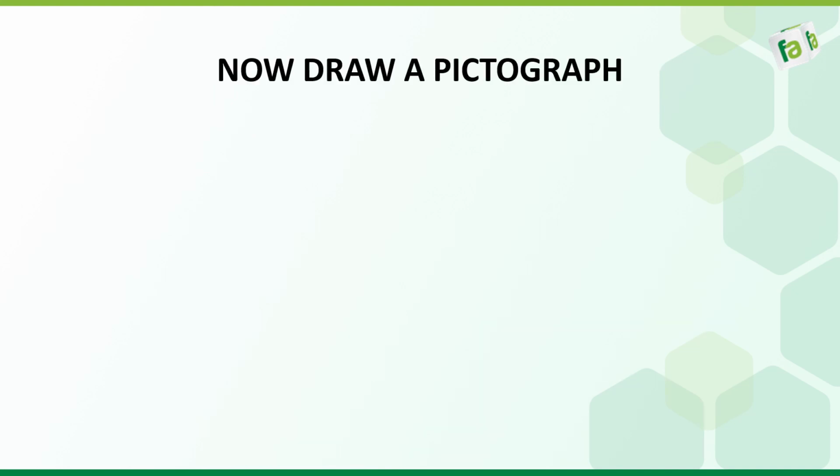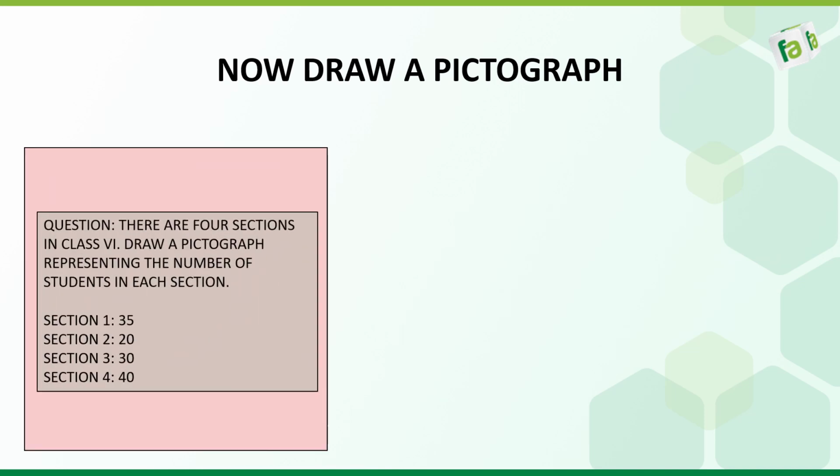Now it is your turn to draw a pictograph. Here is a question for you. There are 4 sections in class 6. You have to draw a pictograph representing the number of students in each section. There are 35 students in section 1, 20 students in section 2, 30 students in section 3 and 40 students in section 4.